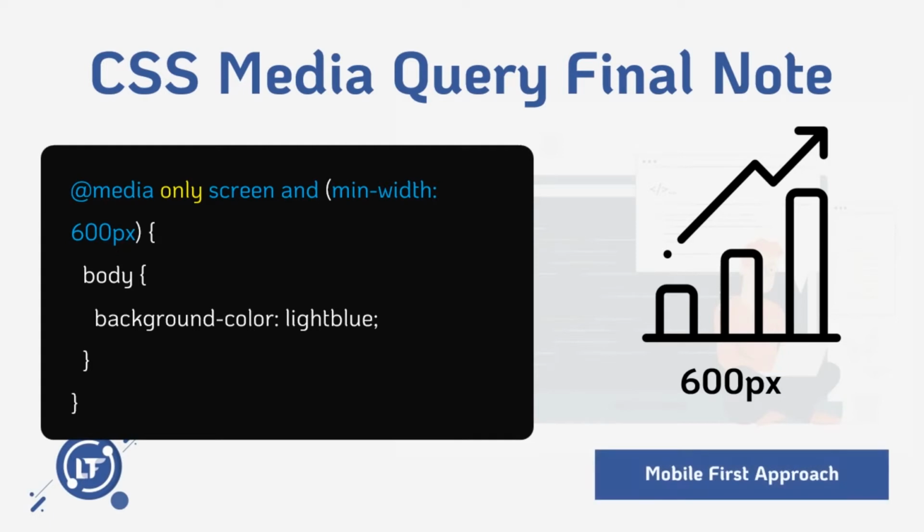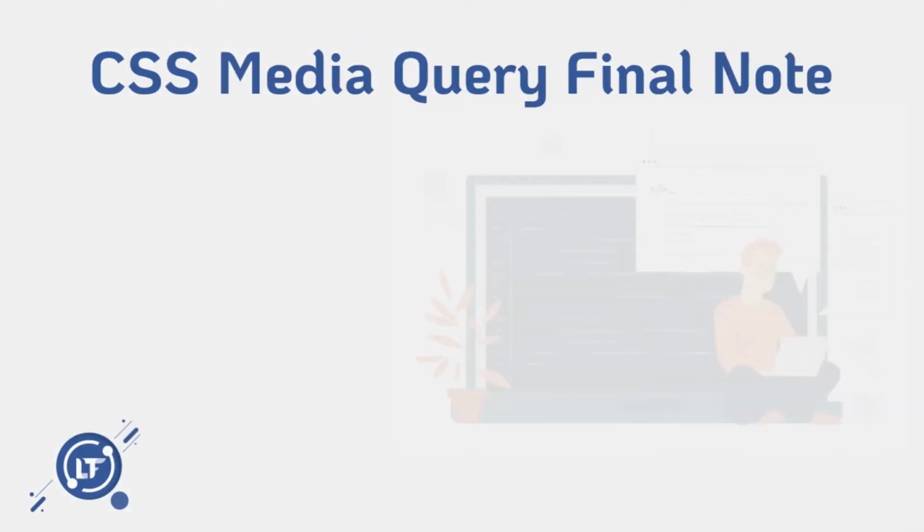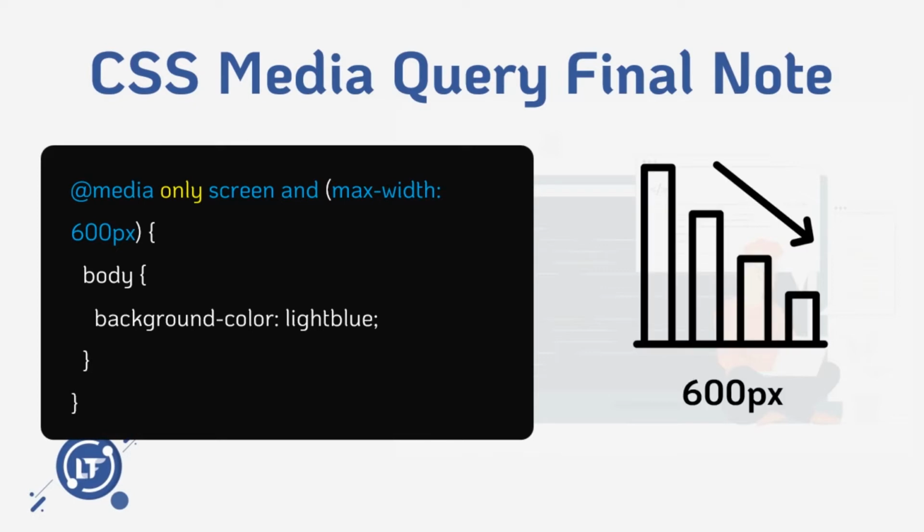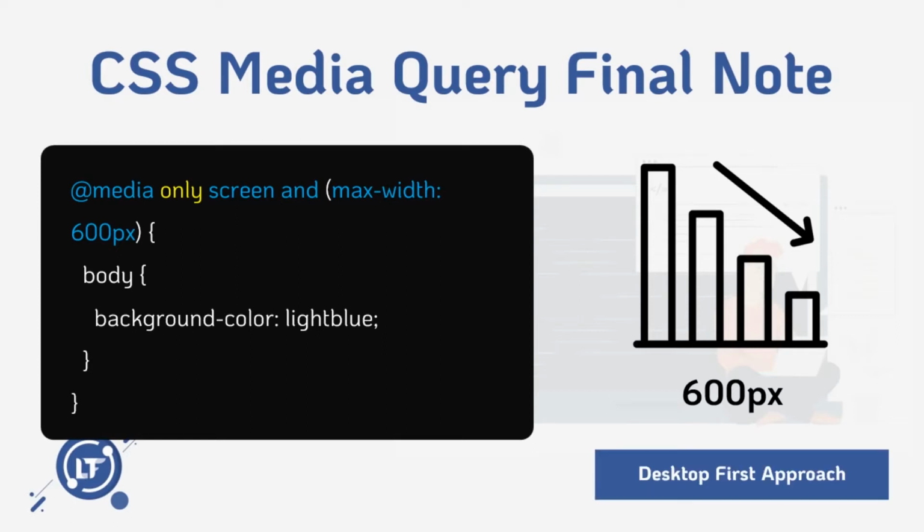So basically you are starting from the minimum width possible, then you are scaling up from mobile to tablets and to desktop. Now to the contrary, when you have max width or max height, you're basically scaling down. So max width means that from 600 pixels downward. So from 600 pixels, I want you to actually apply these styles downward. Now this type of approach is called a desktop first approach.